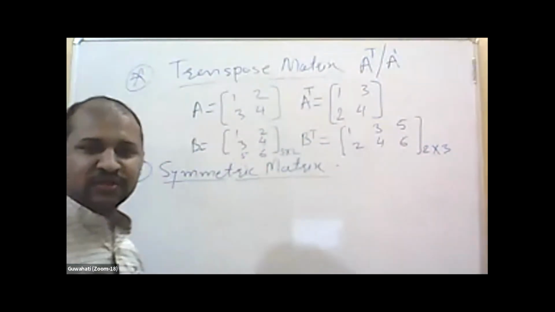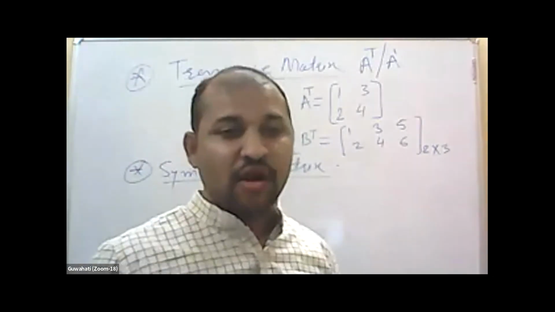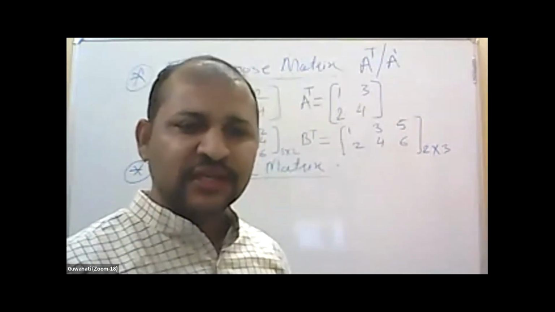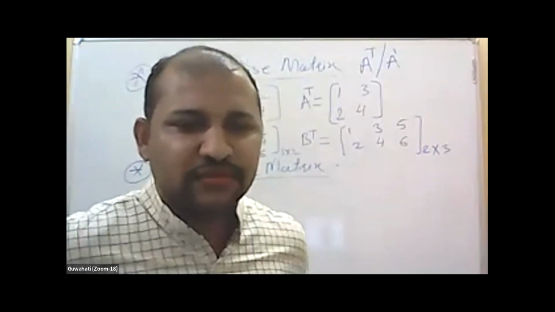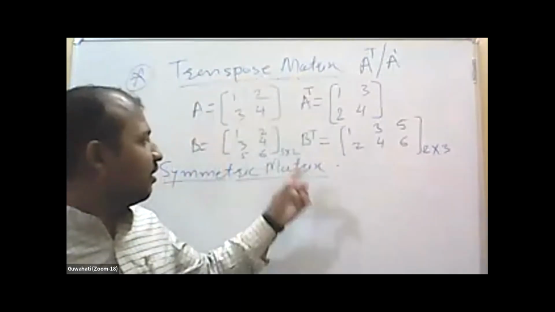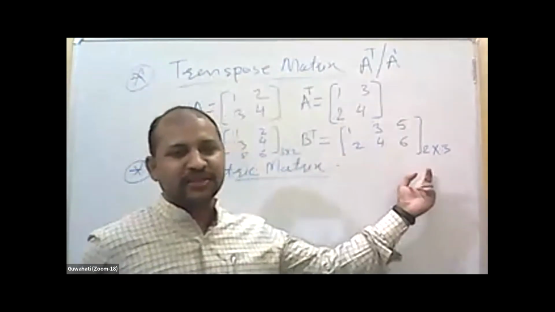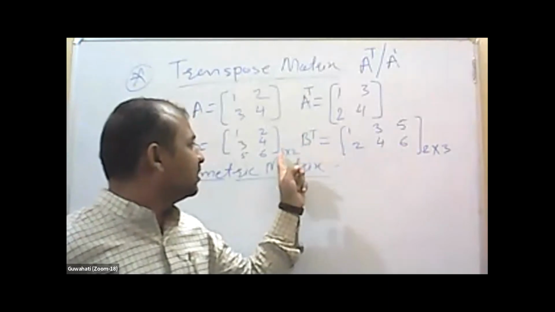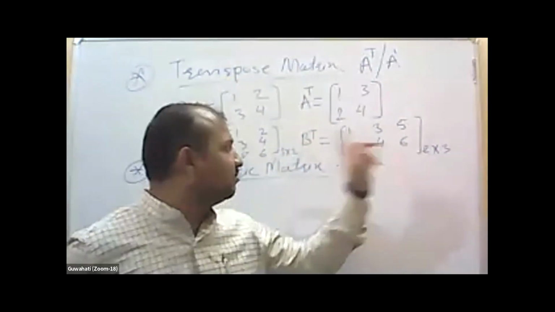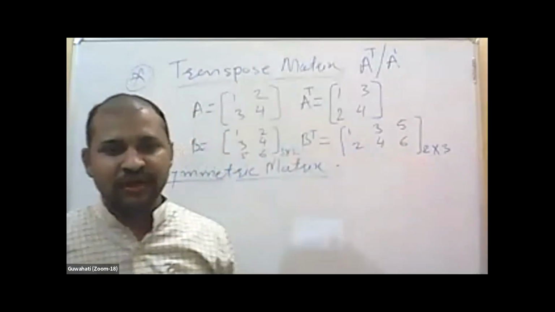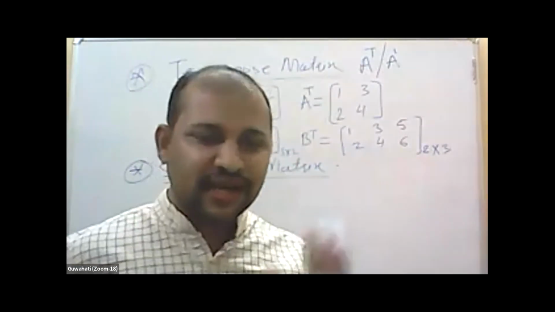So in transpose, there is a chance of changing the order. It depends on what kind of matrix it is. If it is a square matrix, no problem, the order remains the same. But if it is not a square matrix, the order of the matrix will change. Rows will be converted into columns, and columns are converted into rows. That process we call the transpose of a matrix.